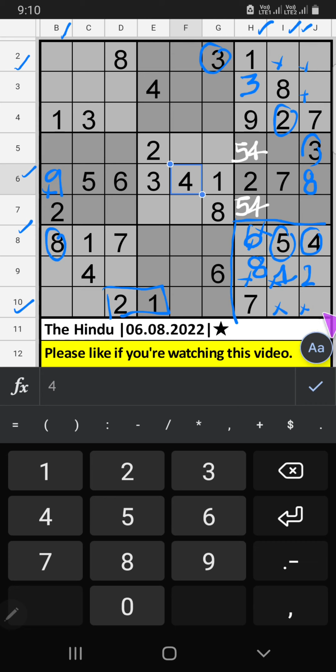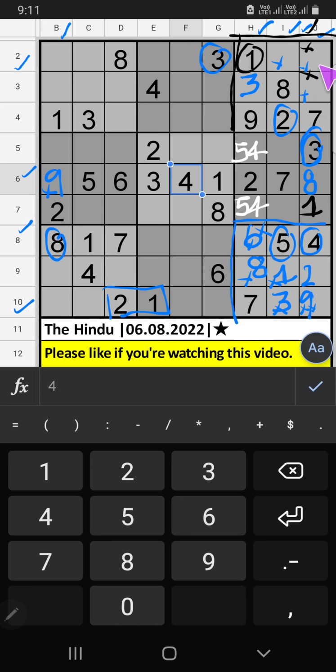9th grid, 2 numbers are remaining, 3 and 9. Column J, we already have 3. So 3 can't come in the cell. 3 is confirmed here. Then 9 is here. 3rd grid, we have 1. So 1 can't come in these cells. Then 1 is confirmed here.